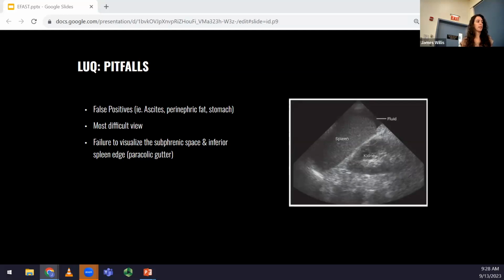There are false positives that can happen here, similar to the right upper quadrant. So perinephric fat can be an issue, both for right upper quadrant and this one. Ascites: you're not going to be able to differentiate between that and blood. The stomach is in this area as well, and can sometimes have some mixed hypoechoic, hyperechoic appearance that can make you confused. And other failures of the left upper quadrant is really, again, just missing those views, missing that interface between the diaphragm, most specifically.